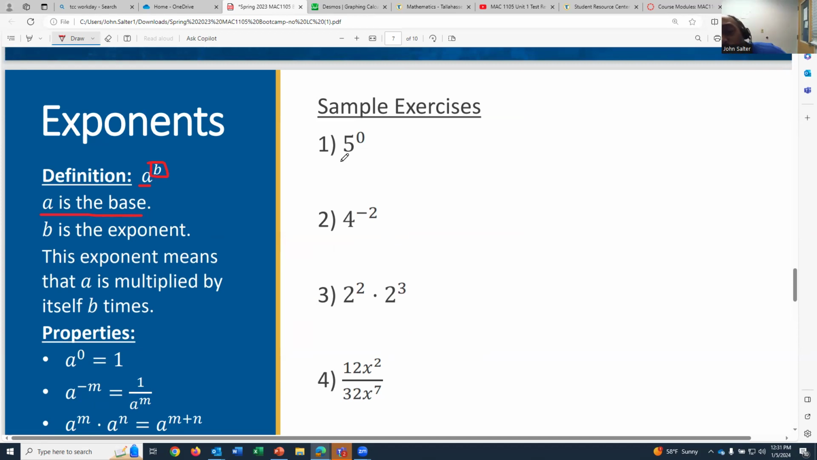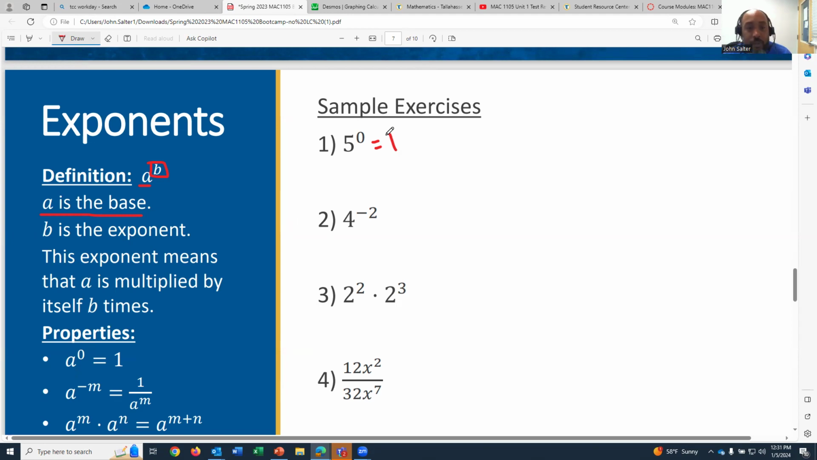This first one says 5 to the 0 power. 5 is my base, 0 is my exponent. But B is supposed to tell me how many times A is multiplied by itself. I don't know how to do this with 0. So I look at my properties. The first one says A, or any number, raised to the 0 power is equal to 1. So any number, such as 5, raised to the 0 power must always be equal to 1. There we go. Answer. Done.